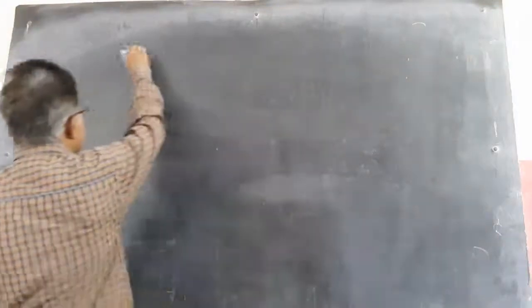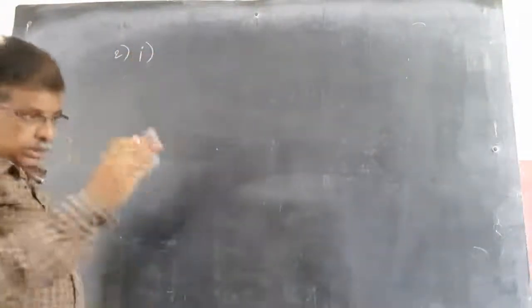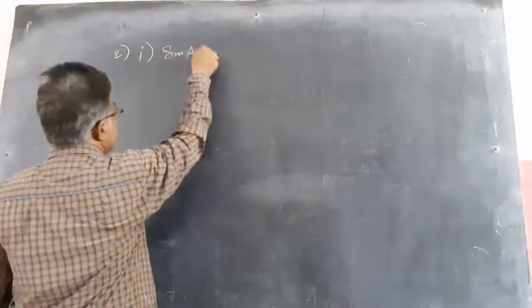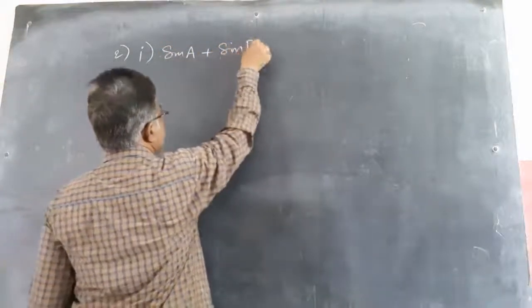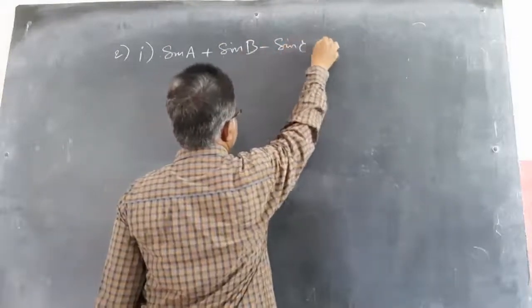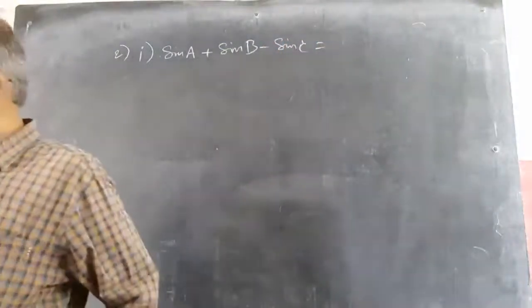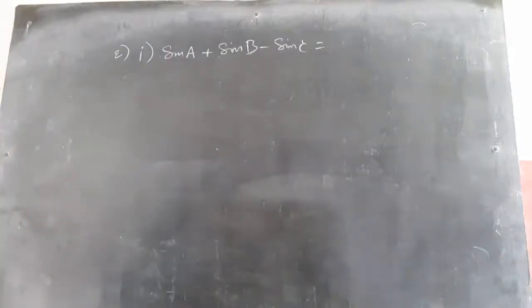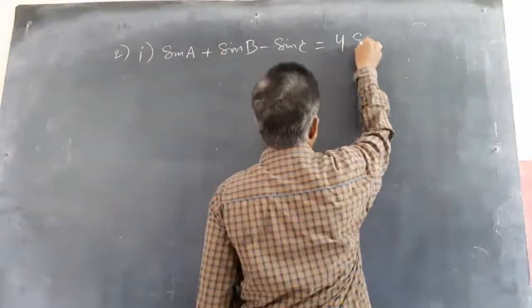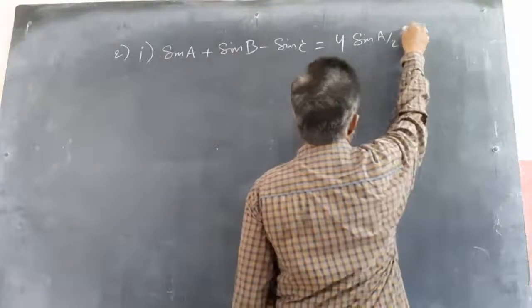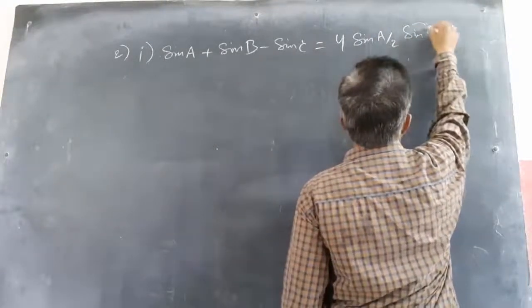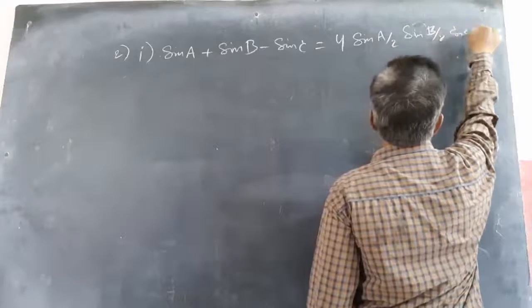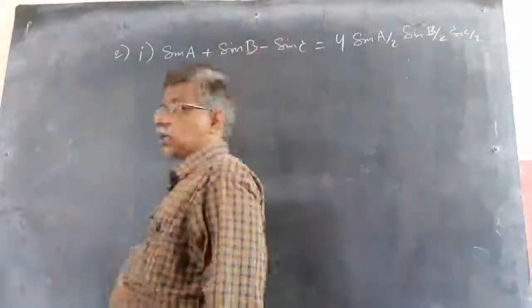Second first sum. Prove that sin A plus sin B minus sin C equals 4 sin A by 2 sin B by 2 cos C by 2. Prove this. Same concept.